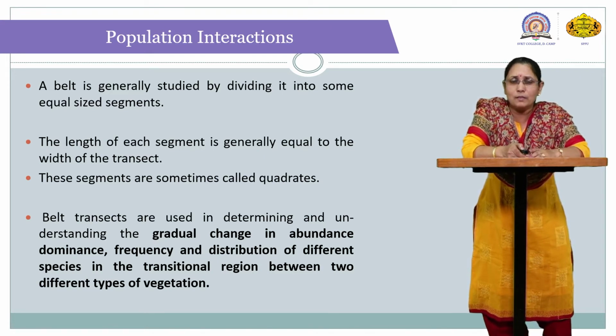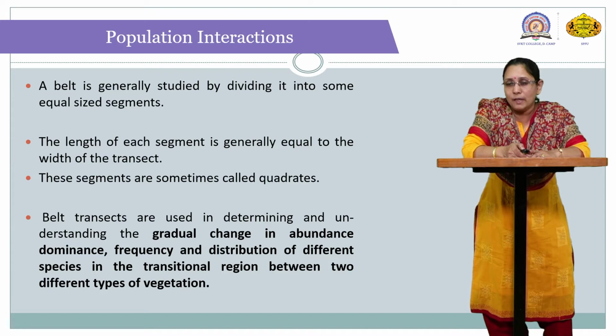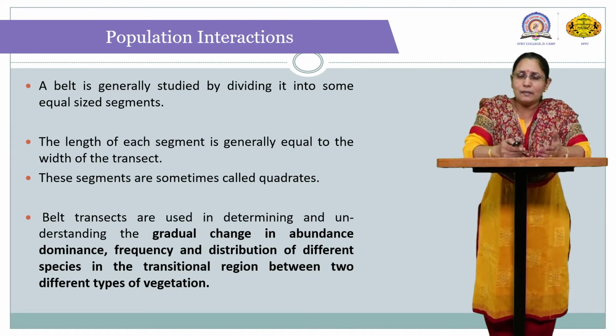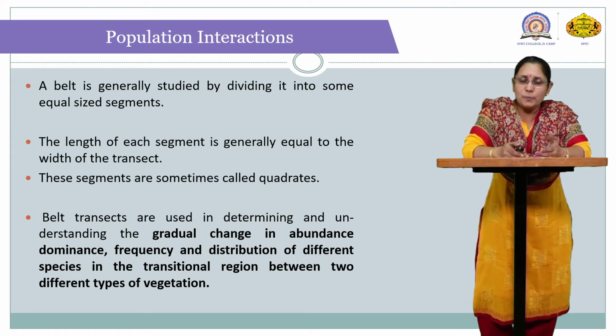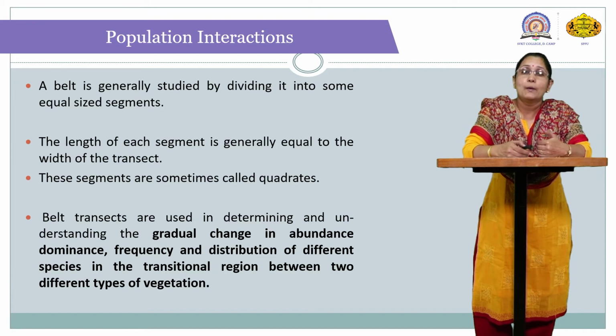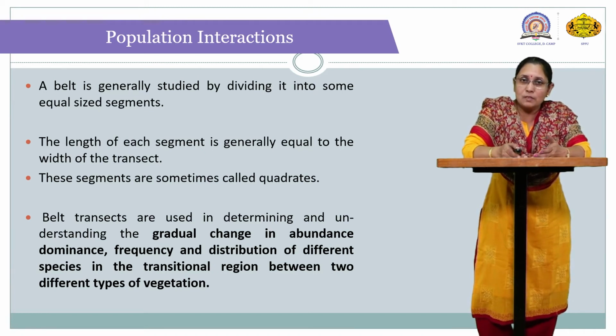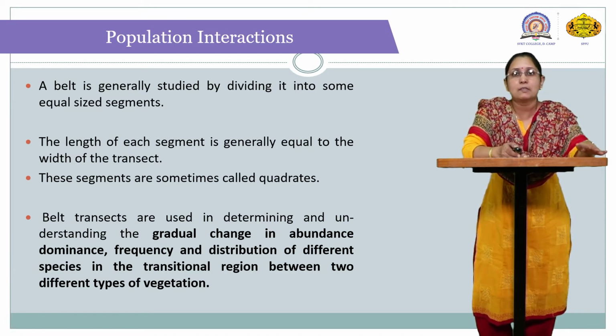So what is meant by quadrats? From this also we can understand. The belt transects are used in determining and understanding the gradual change in abundance or dominance. It means, suppose you are interested in the dominance of the species, frequency of the species, growth of that particular species, or which type of diversity is there.